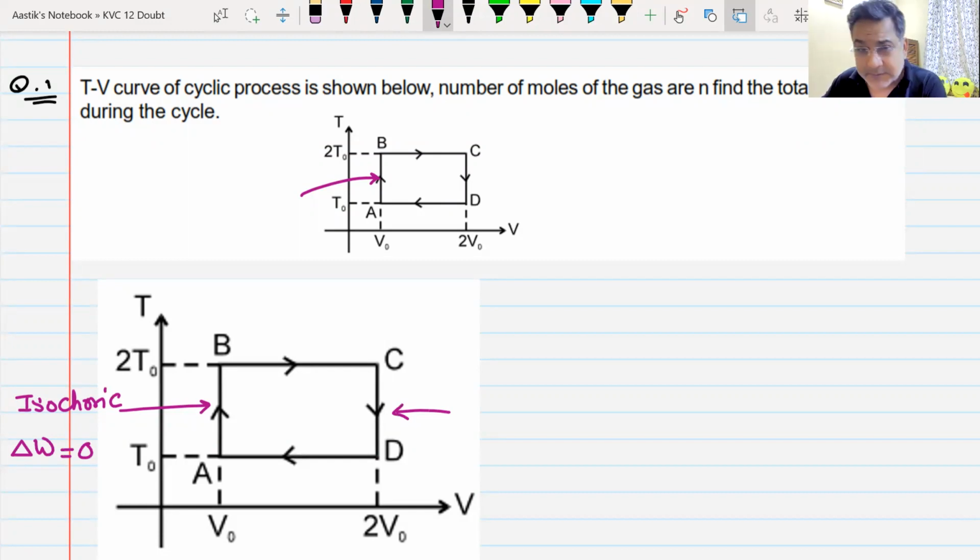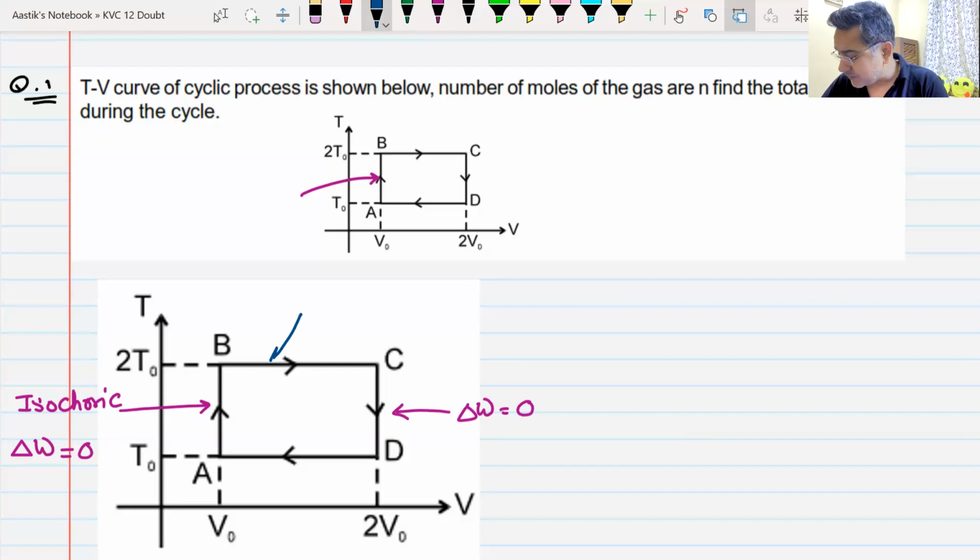What in this process is? Isochoric. No one? Zero. Take your time. I guess you are doing it for the first time. Don't worry, that's why we are in this class and doing something. So these two are isochoric processes. Work done is 0. Well done.